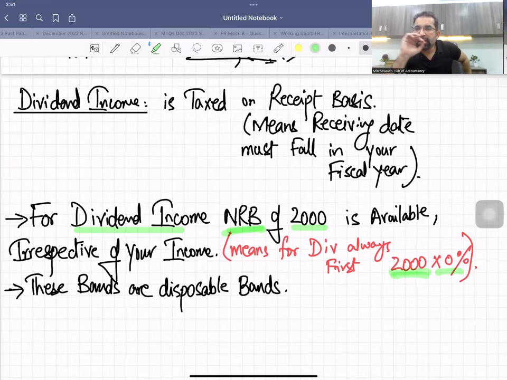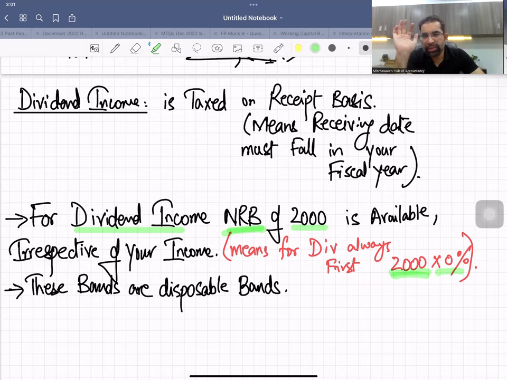What does it mean? It means if you are earning dividend income, whenever you start calculating tax for dividend, the first 2000 of dividend income will be multiplied with a zero tax rate, 0%. It's exempt. It's good news. It's a relief for you, right? So for dividend income, an NRB of 2000 is available. Whenever you need to calculate tax on dividend income, always the first 2000 of dividend income is multiplied by 0%.